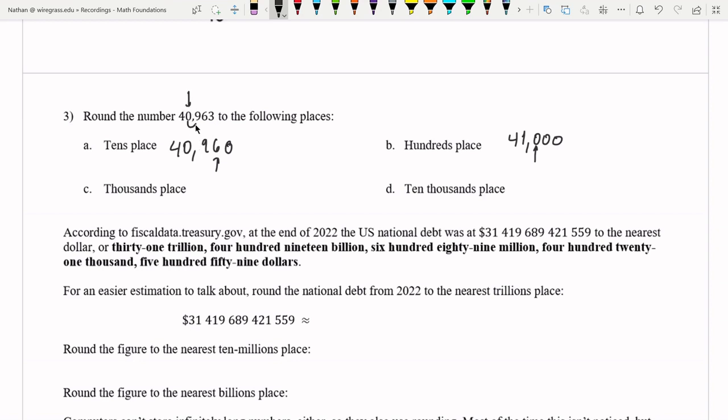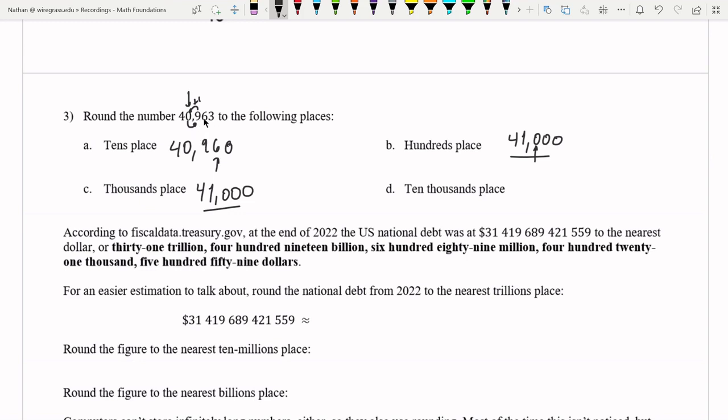We're going to look at the test digit. That's 9. That is 5 or greater. So we're going to add 1 to the rounding place, and then everything else is going to be left at 0. So this one gives us 41,000. It ends up being the same number as the hundreds place, which sometimes happens. It's because of that 9 digit. That's the only reason why.